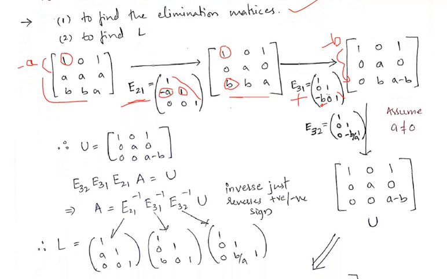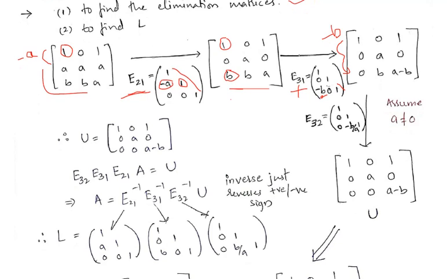Now the original task is to convert this matrix into an upper triangular matrix, keeping the elimination matrices in mind. We have found two elimination matrices, E21 and E31. Coming here, how can I make this element 0 now?